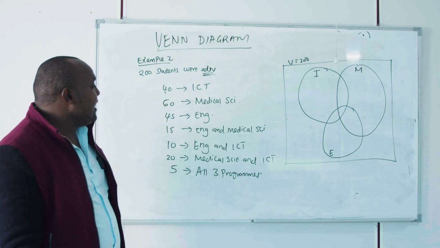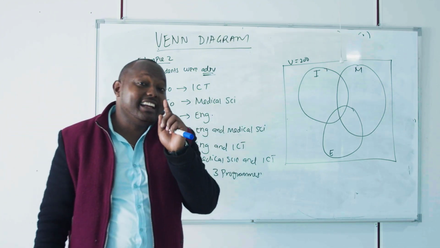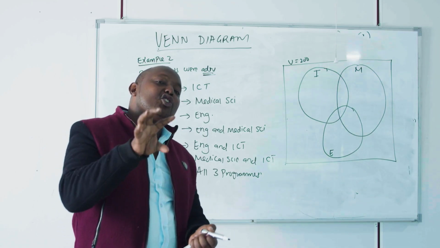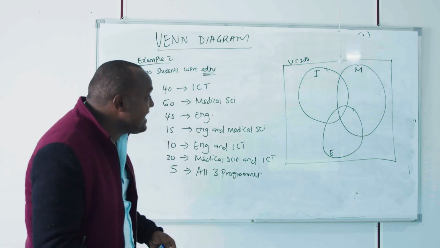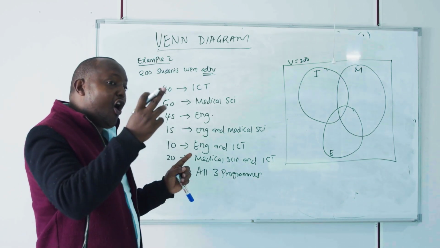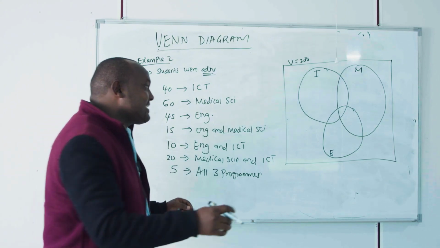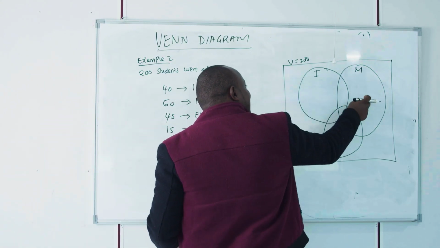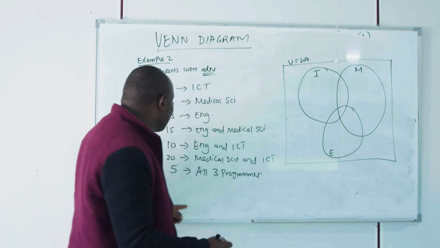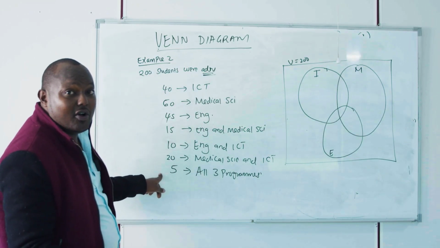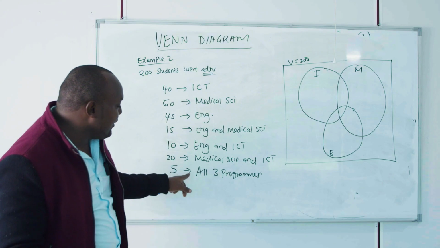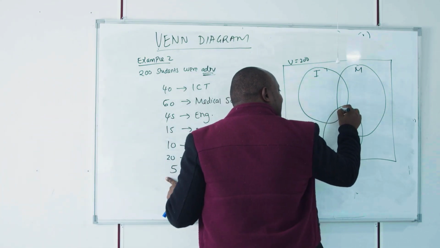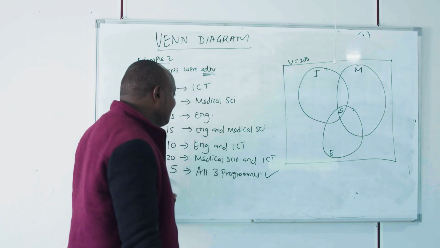Whenever you want to solve a Venn diagram, I always advise my students, look at where we have the majority of intersection. In this case, it is where we have all three. This intersection, where we have the intersection of engineering, medical science, and ICT. So you start from where we have more intersection. In this case, 5 students chose all 3 programs. You know it will be there.